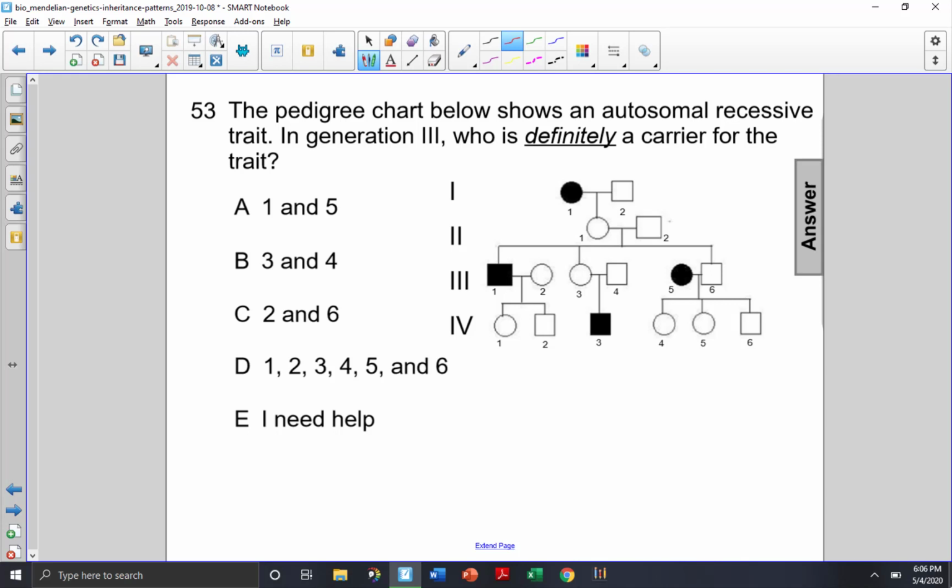The pedigree chart below shows an autosomal recessive trait. In generation 3, who is definitely a carrier for the trait? So in this generation 3, the third line, we want to know who is a carrier.